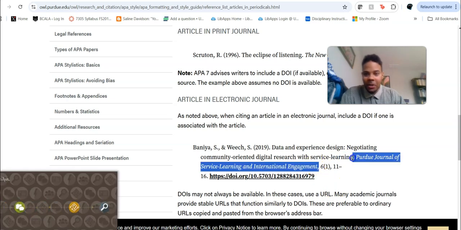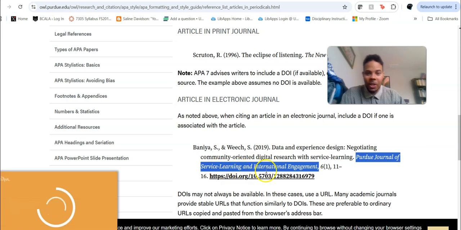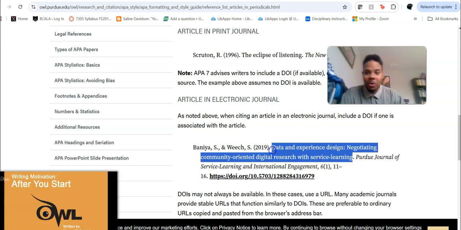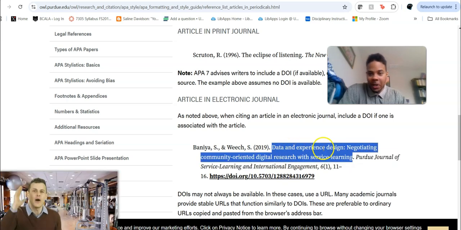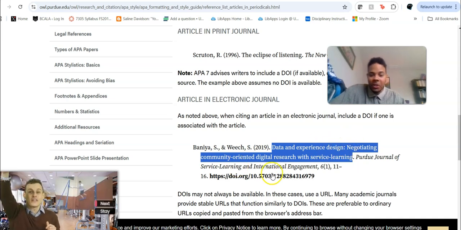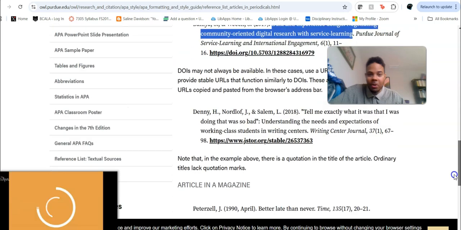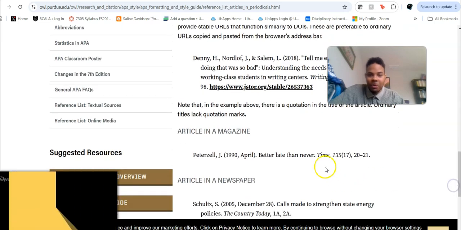So here is a journal title, Purdue Journal of Service Learning and International Engagement. As you can see, all of these words, journal, service, learning, international engagement, are all capitalized because this is the periodical title. But when you're looking at the article title, experience and design are lowercase. Yes, negotiating is capitalized because it's the first word of the subtitle, but community-oriented digital research with service and learning are all lowercase. Same with magazines.